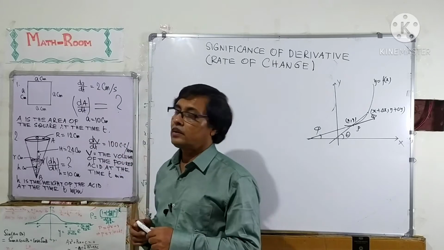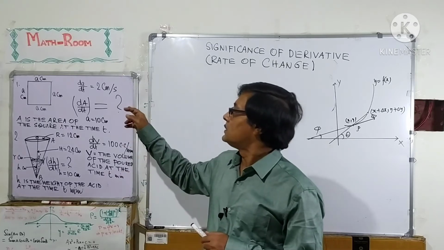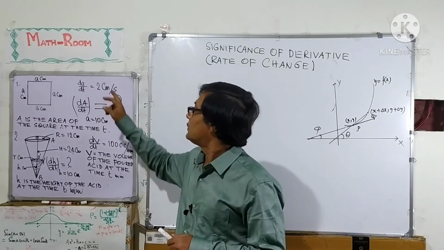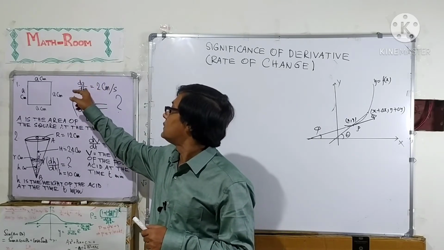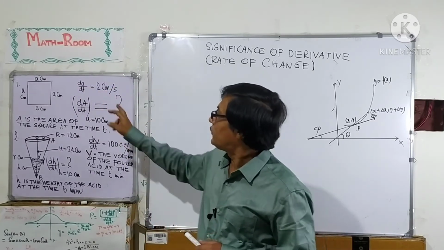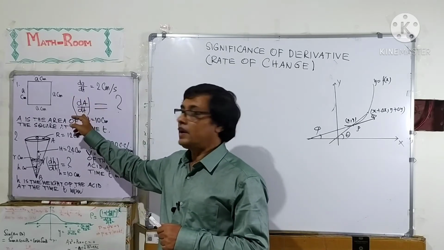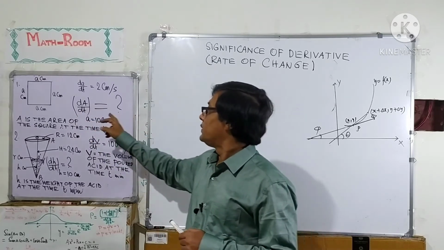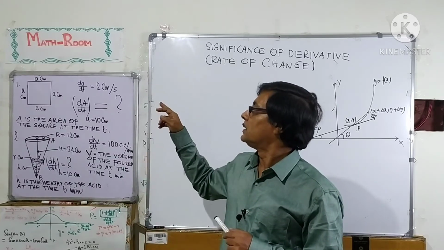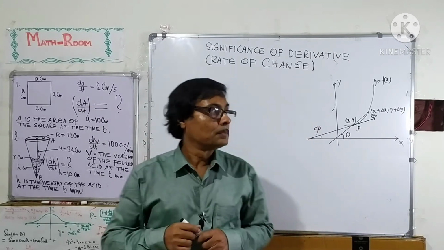Here a square is drawn whose side length is a centimeter, and A is the area of the square. We are also given da/dt, that is, the rate of change of side length with respect to time t, equal to 2 cm per second. We have to find the value of the rate of change of area of the square with respect to time t when the side length is 10 centimeter. Now, let us begin.